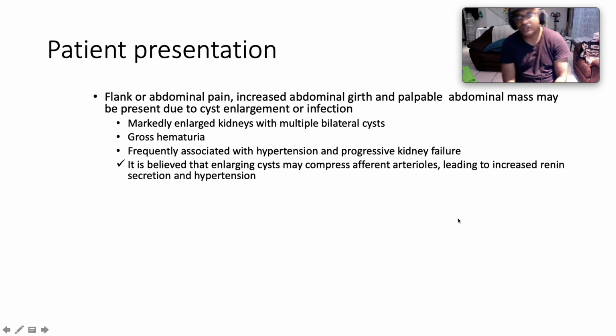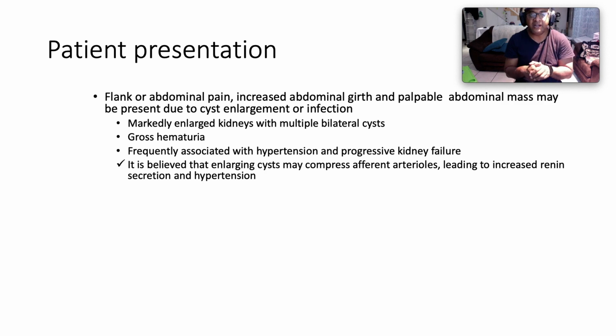Guys, patient presentation. How do patients with polycystic kidney disease present? Some of them present with flank or abdominal pain. They can come in with increased abdominal girth and a palpable abdominal mass, may be present due to cyst enlargement or infection. Markedly enlarged kidneys with multiple bilateral cysts, gross hematuria, frequently associated with hypertension and progressive kidney failure.